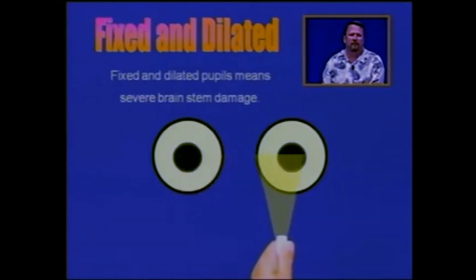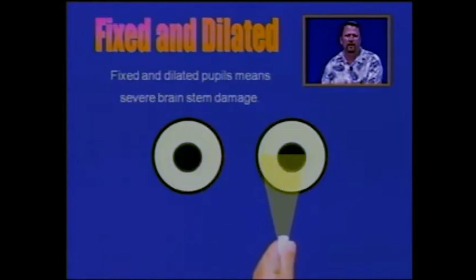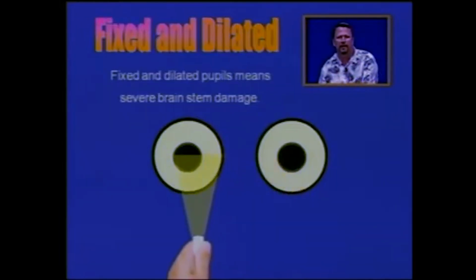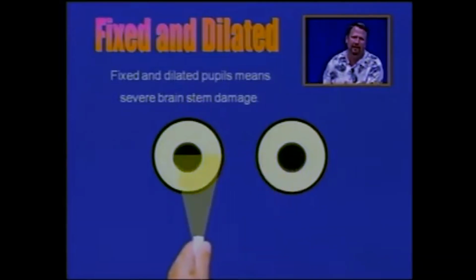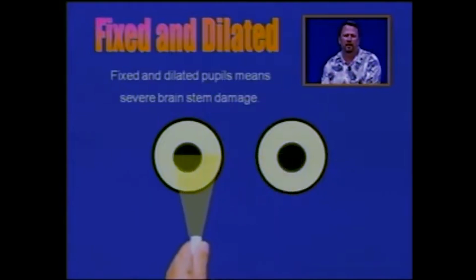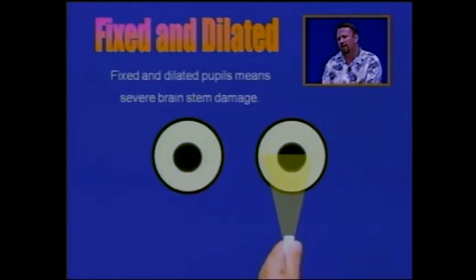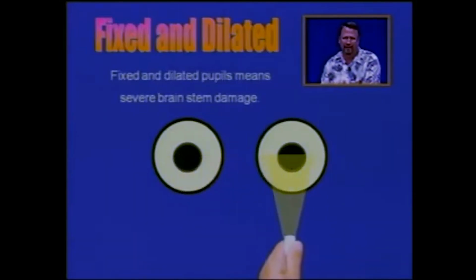So at the bottom is my hand with a flashlight, a little pen light, shine it in people's eyes. And here we see fixed and dilated pupils. Fixed meaning they don't move, dilated meaning they're open. And fixed and dilated pupils means severe brain damage.